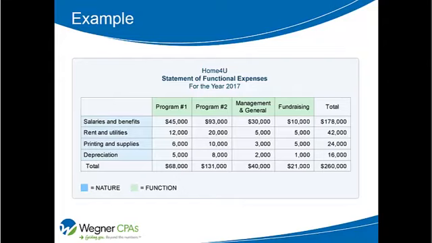So we need to make sure that we're including pretty much everything in here. If this amount does not tie exactly, it may be that there are a few exceptions, but in general, for most entities, this number will tie exactly to their statement of activities.